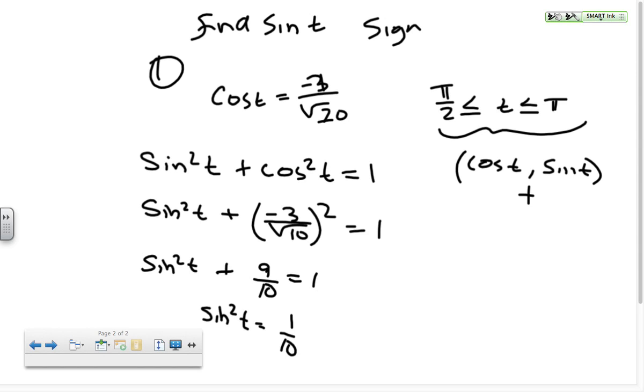Then to get sine t by itself, I'm going to take the square root of 1 over 10. So my answer is 1 over the square root of 10. If you choose to rationalize it, it is square root of 10 over 10. And in this case, I'm not going to care.